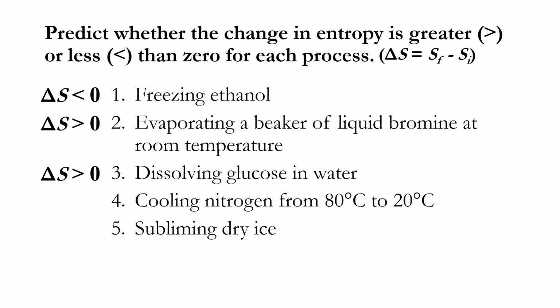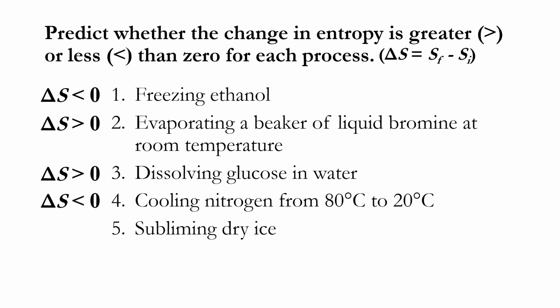cooling nitrogen from 80 to 20. That will mean from hotter, nitrogen becomes colder. So the initial with higher temperature has a higher degree of disorder than the final with lower temperature, with lower entropy. And therefore, the change in entropy is expected to be less than zero. From higher to lower, the final is lower than the initial.